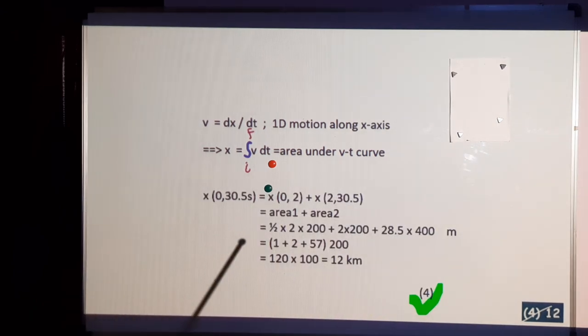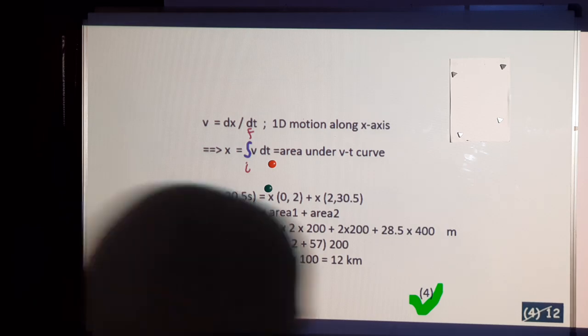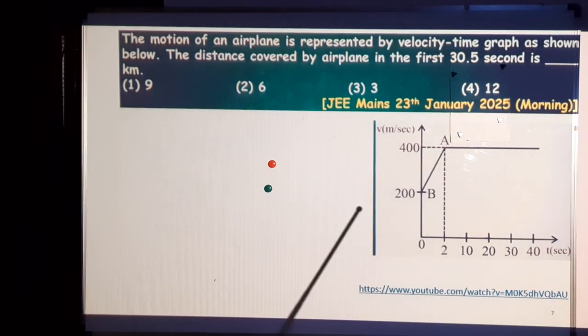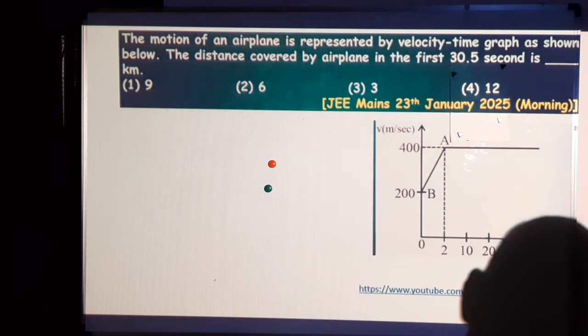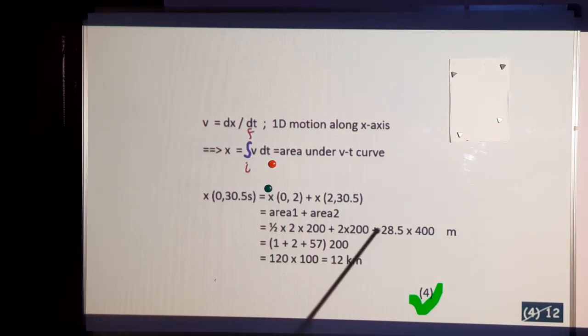So two areas: first area is half into base into height plus the bottom rectangle. So this is the triangle, the first, and then this is the rectangle, the bottom rectangle. And then the second part, it's 28.5 into 400. It's just a rectangle. So simplifying, you'll get 12 kilometers. Option 4 is the correct one.